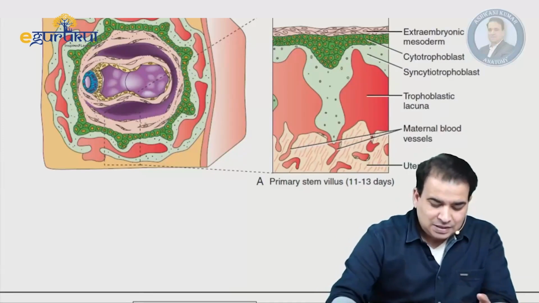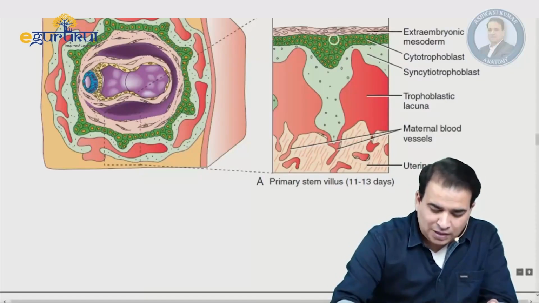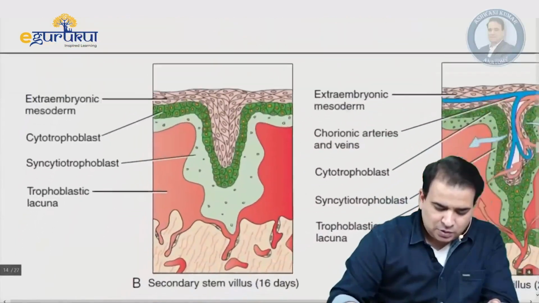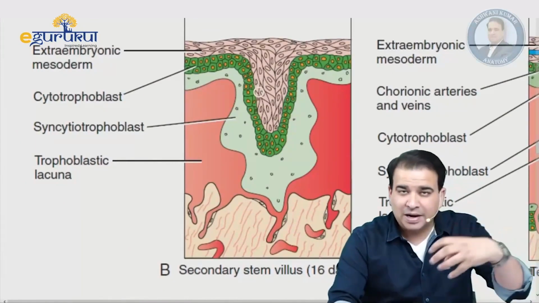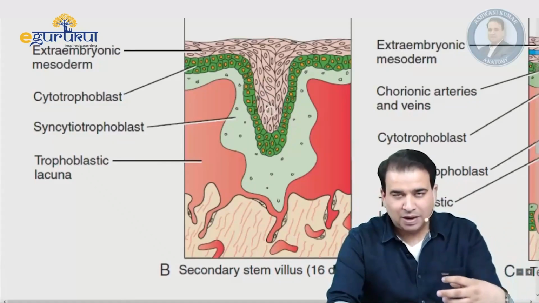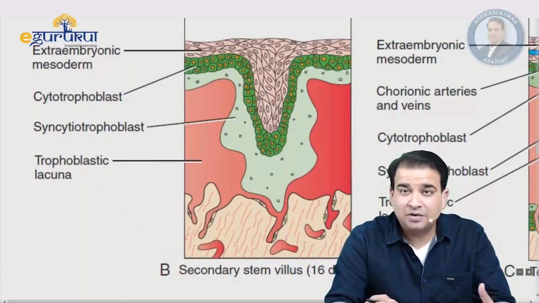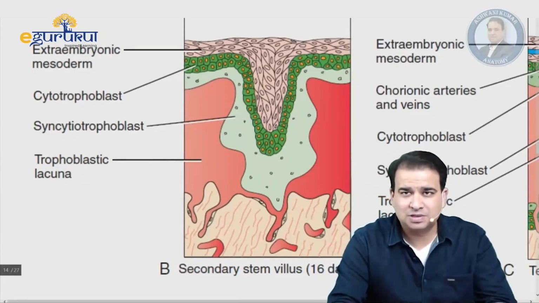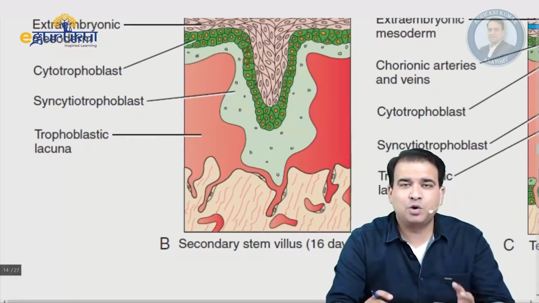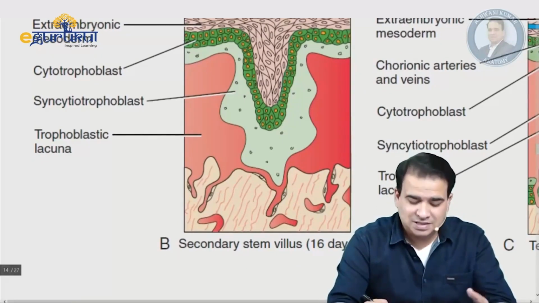What happens next is this extra embryonic mesoderm needs to invade inside this cytotrophoblast. So that's what you can appreciate in this picture, right? You can see this is a cytotrophoblast here, and that's the extra embryonic mesoderm now invading into this cytotrophoblast and converting it into what? Secondary chorionic villi, which is a scenario of day 16 to day 17. So you can note that secondary chorionic villi come into the picture on the 16th day.